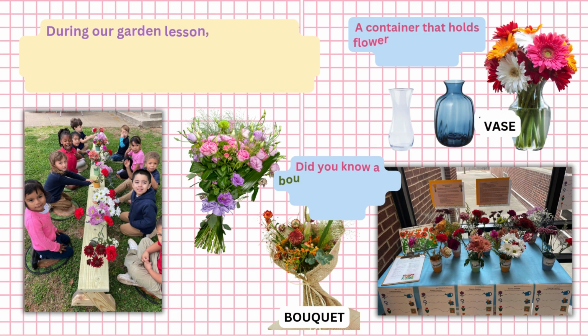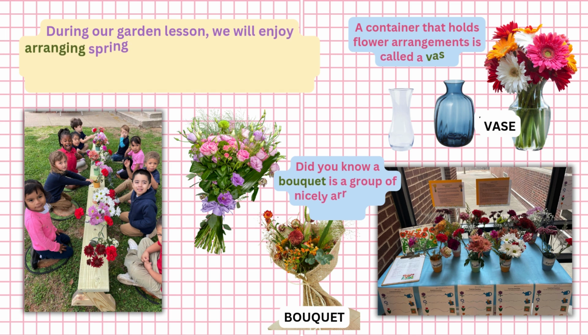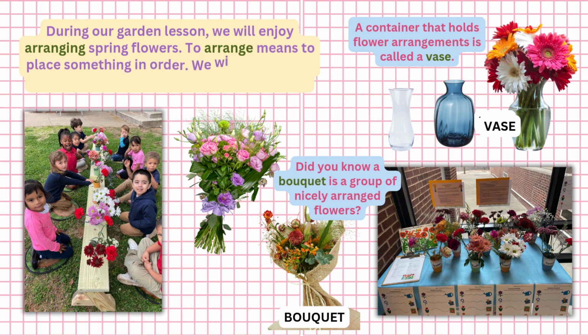During our garden lesson, we will enjoy arranging spring flowers. To arrange means to place something in order. We will arrange our flowers in a nice display so they look pretty. A container that holds flower arrangements is called a vase. Did you know a bouquet is a group of nicely arranged flowers?